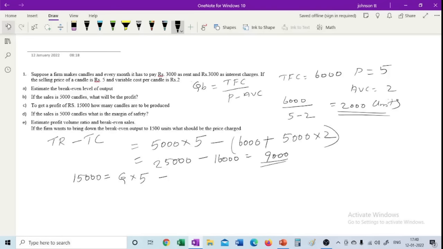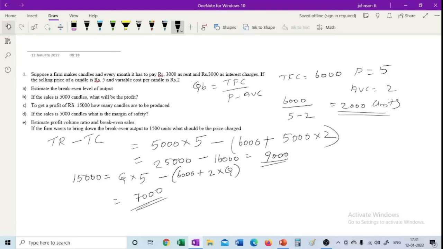So 6,000 plus total variable cost is 2 into Q. Q that we don't know, we have to find. So when you solve, you will get the value of Q as 7,000. So when you are producing 7,000 units of output, you are getting a profit of 15,000. So in this way we can find that answer.